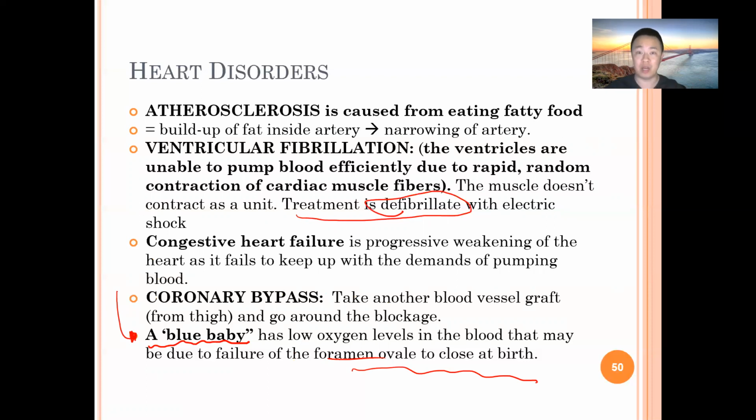So therefore, they don't get the oxygen from their lungs, because the foramen ovale is supposed to shut between the left and the right atria. But in the developing baby, that is there to bypass the lungs, so the lungs aren't breathing at that time, right? When the baby is born, it's supposed to close. But if it doesn't close all the way and blood still goes through the avenue, it can lead to baby blue because they don't have effective oxygen transport.